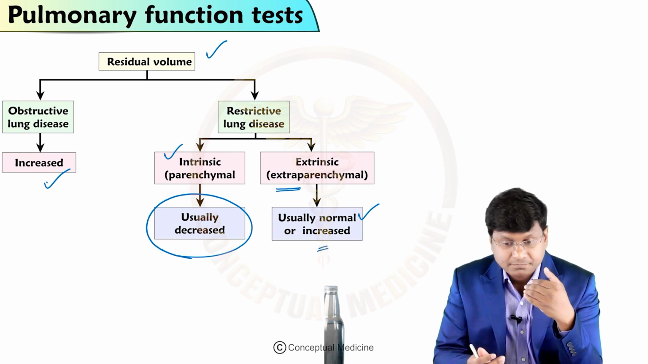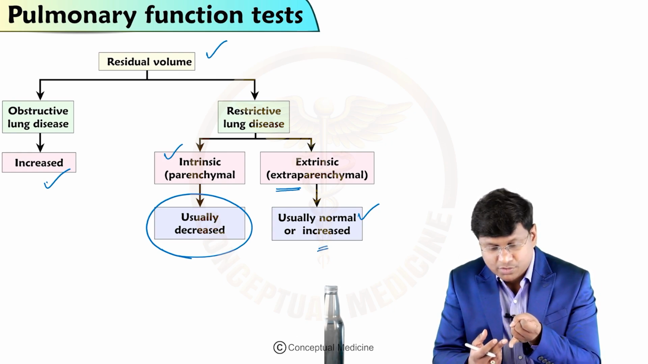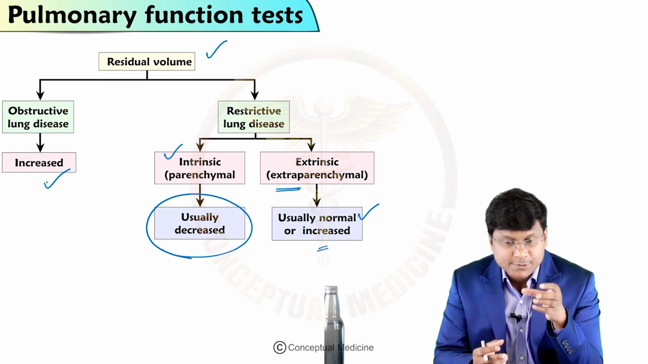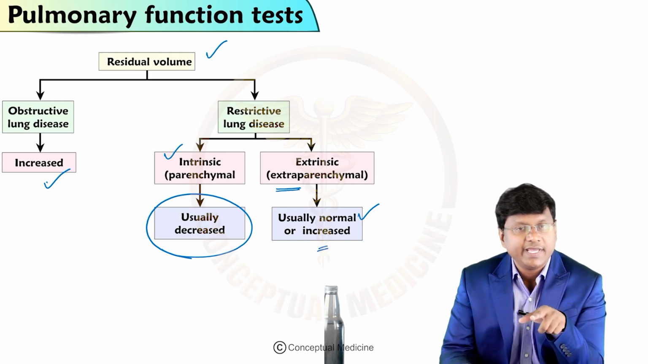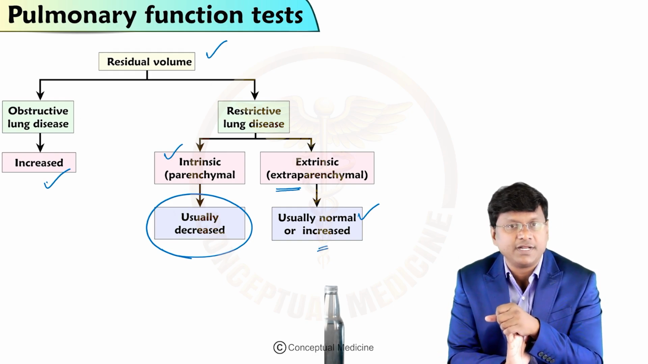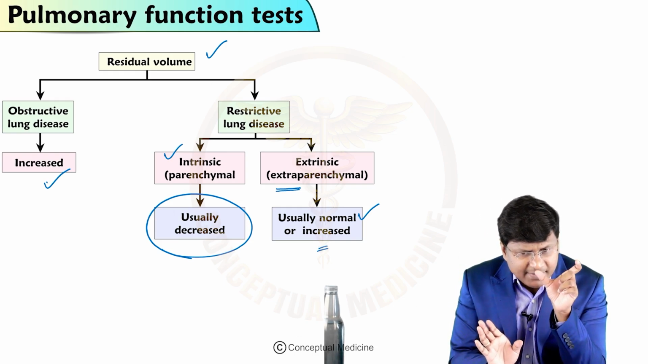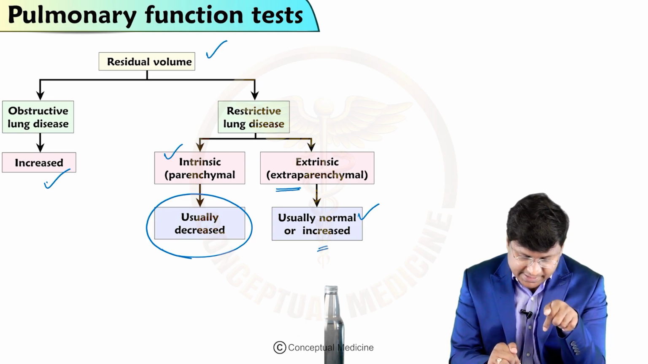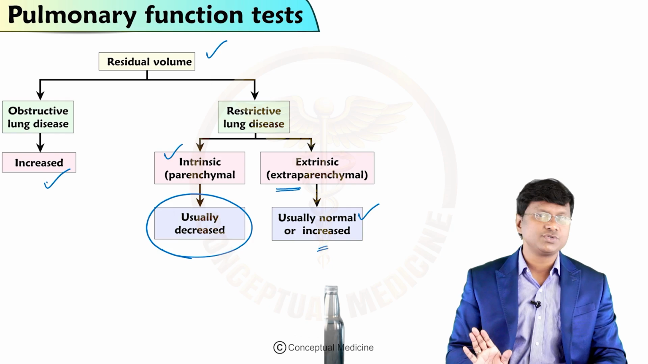Why? Because in extraparenchymal type of restrictive lung diseases, like kyphoscoliosis, obesity, phrenic nerve injury, cervical spine injury, muscular dystrophy, Guillain-Barré syndrome, in all these, the lung parenchyma is normal. It is only restriction of the expansion of the lung that is happening. So that is the reason why, because the lung parenchyma is absolutely normal, residual volume also remains normal.